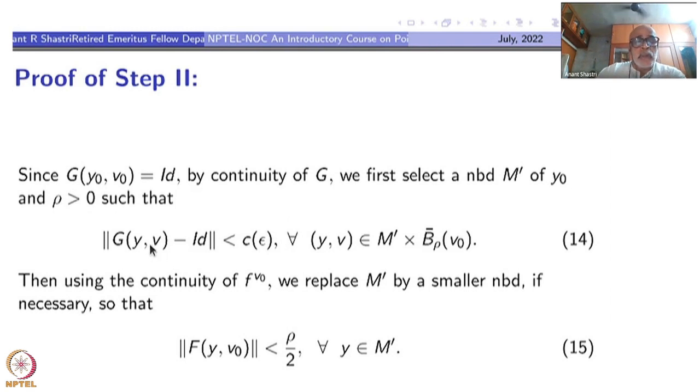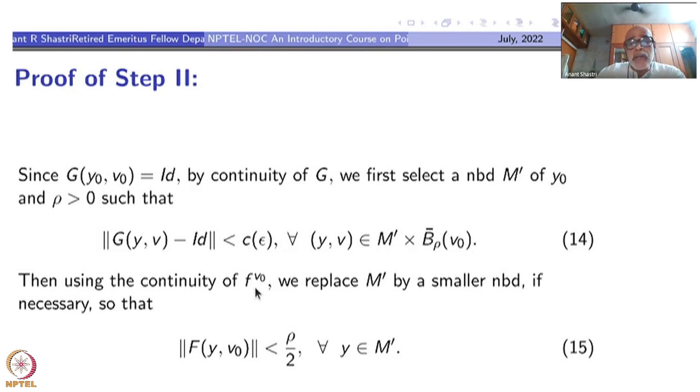So by continuity of this, some neighborhood of Y naught and some neighborhood of V naught will go inside that. In the neighborhood of V naught, I can choose an open ball. Of course, I can take it smaller, then I can take the closed ball also, no problem. But for M prime, the neighborhood of Y naught, Y is some arbitrary space, so just some neighborhood. I don't have any balls there yet. For every y comma v inside M prime cross this one, this is true.